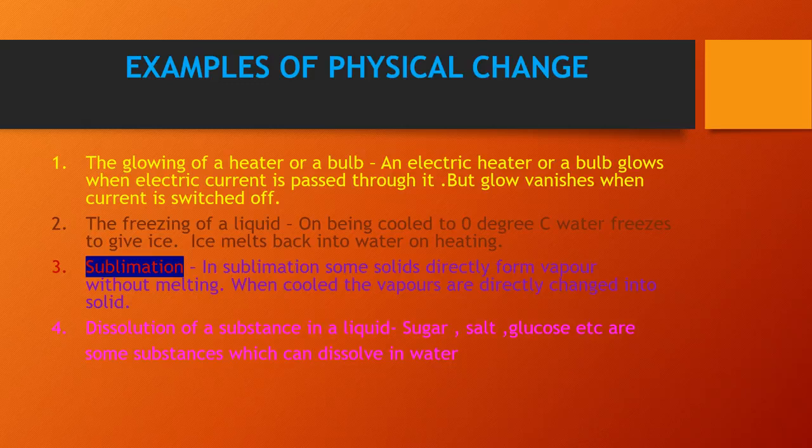Third example, which the author has included in our book, is sublimation. We have covered sublimation in class 6, but for your recall, I am writing it again here. In sublimation, some solids directly form vapor without melting, means without going into the liquid phase. When cooled, the vapors are directly changed into the solid. So the process in which the solid directly changes into the vapor state without going into the liquid phase is called sublimation. So sublimation is also an example of physical change.